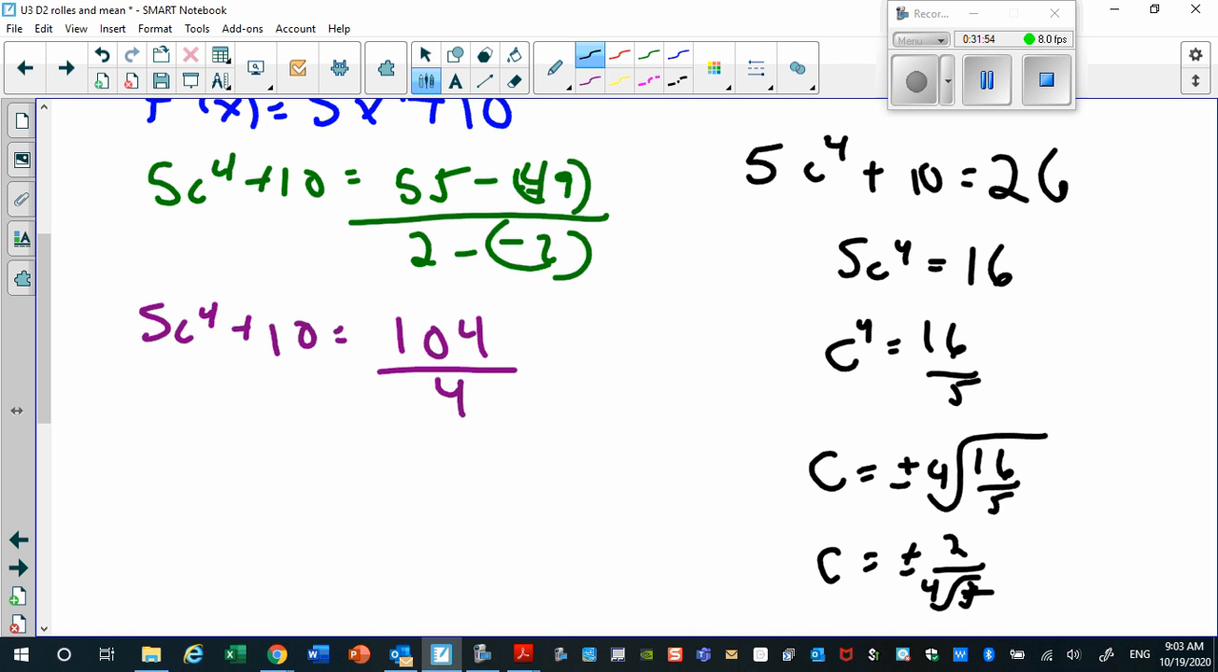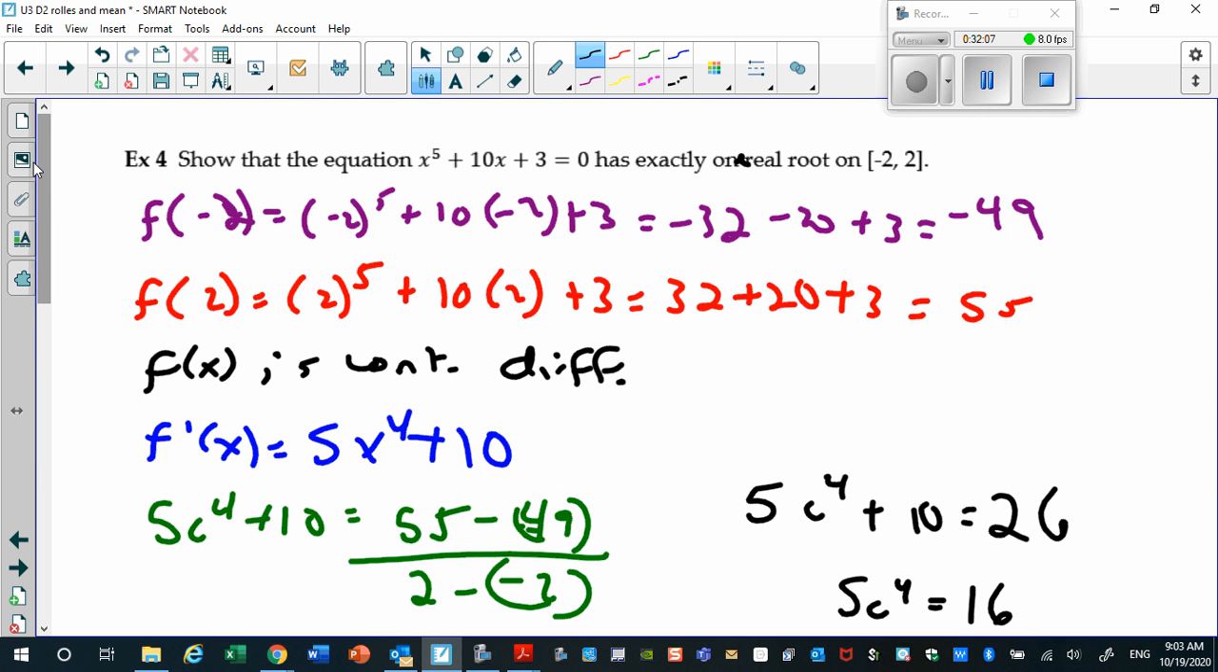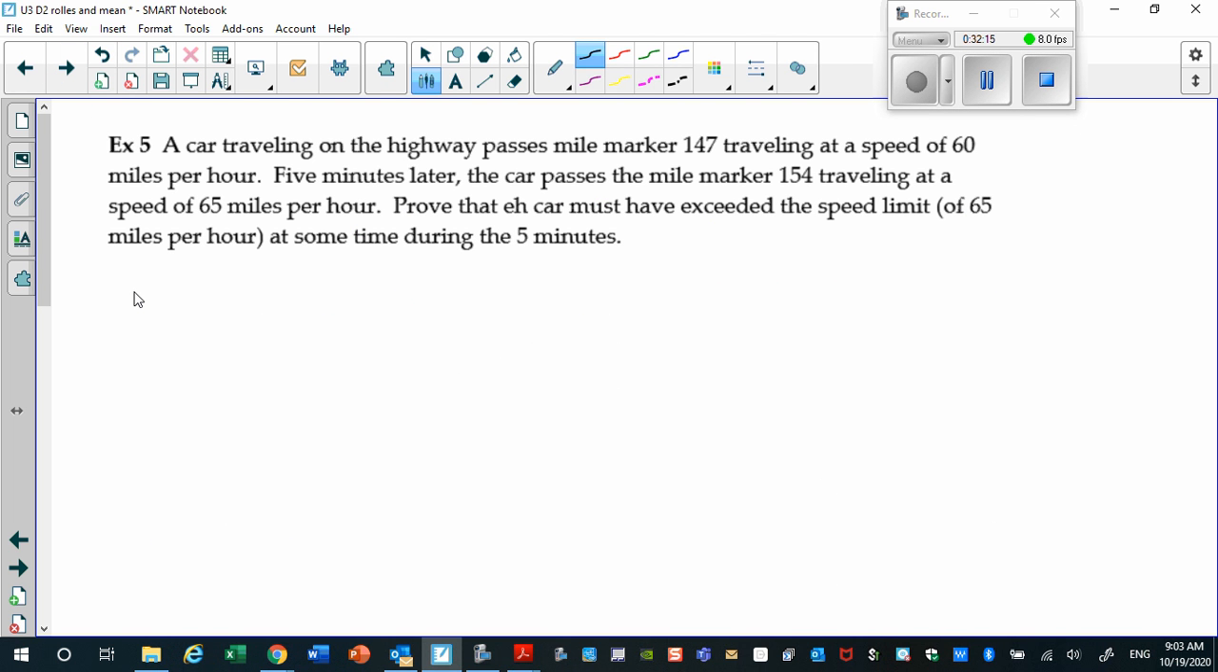But that doesn't necessarily prove it. I did this, but I don't think I set it up the way I wanted to. So I will fix this next class, because that doesn't prove necessarily that it has exactly one root. The IVT is better for that than the other piece. We'll talk about that next class. We're going to talk about this.